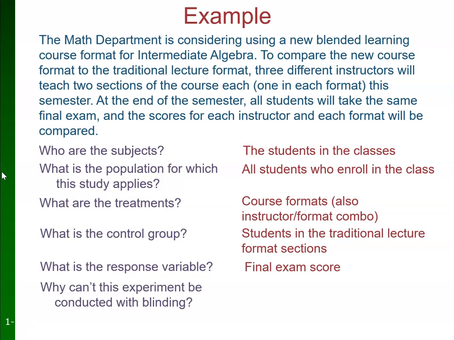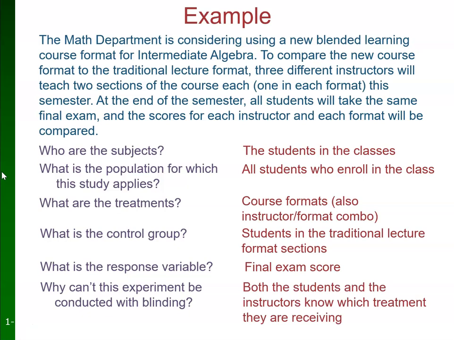The last question is, why can't this experiment be conducted with blinding? That's because both the students and the instructors are going to know which treatment they are receiving. They will know whether they're in a traditional lecture format course or a blended learning course, and they'll know which instructor they have.